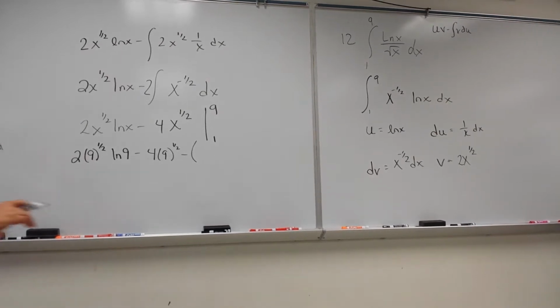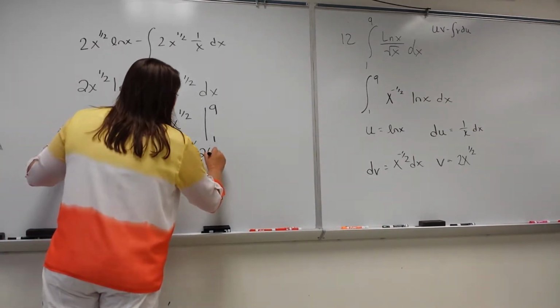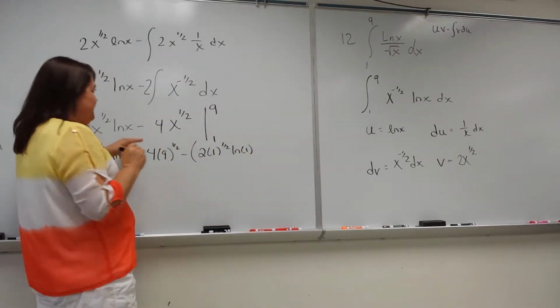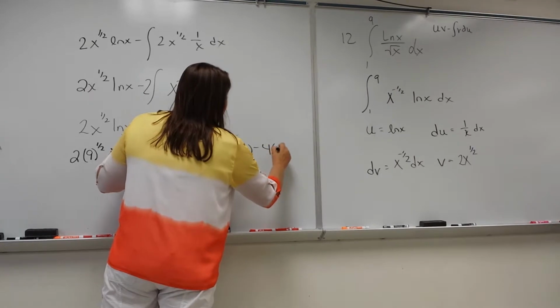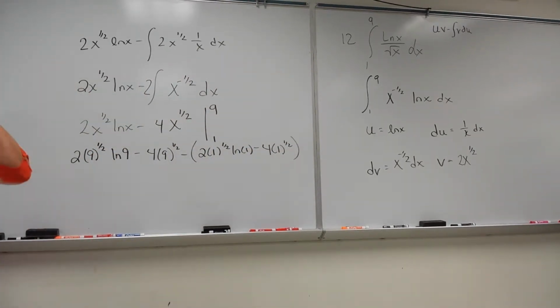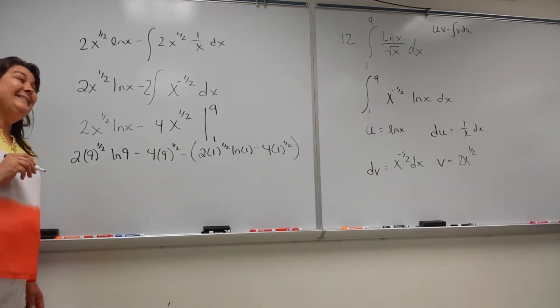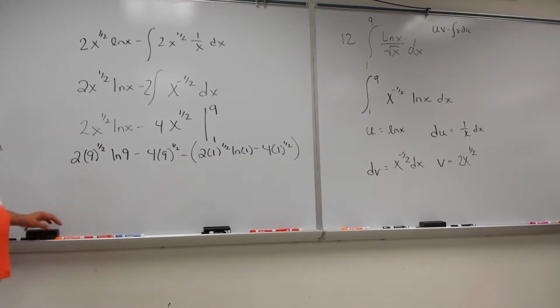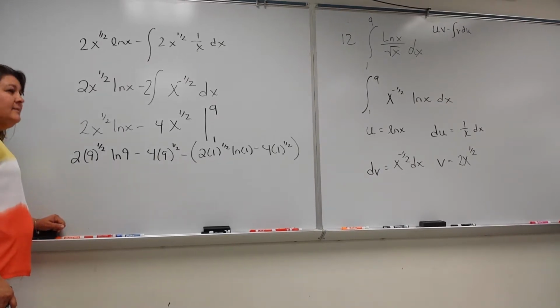Okay, so we're going to plug in: 2 times 1 to the 1/2 times ln of 1, which we should know, minus 4 times 1 to the 1/2. What is ln of 1, by the way? I've shown you the graph a few times. 0. Yes, ln of 1 is 0. We know that because I showed you that pretty graph. And then ln of 9 is a number. We're not going to make, there's no discrimination in this class.